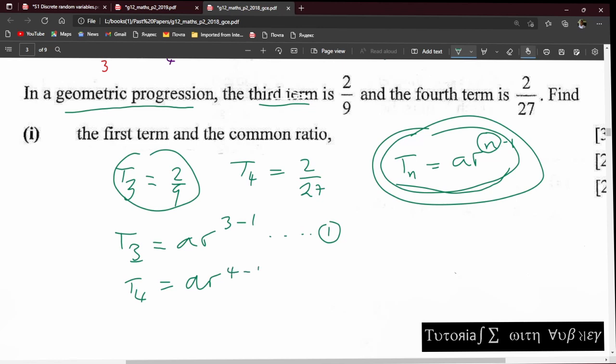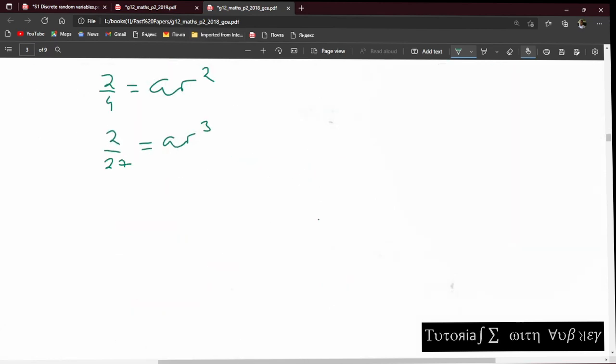But we've been told that T3 is 2 over 9 and T4 is 2 over 27. So where there is T3, we're going to put 2 over 9, and where there is T4, we're going to put 2 over 27. So this is how the equations will turn out. This is our equation 1, and this is our equation 2. Now we go on to solving.